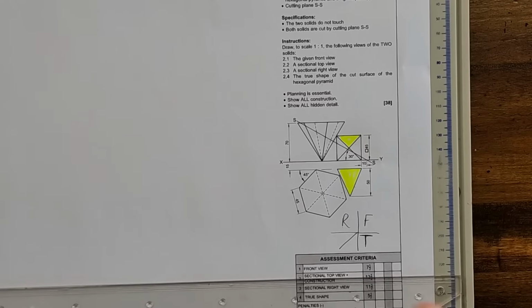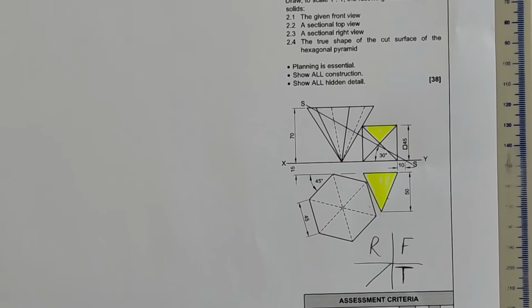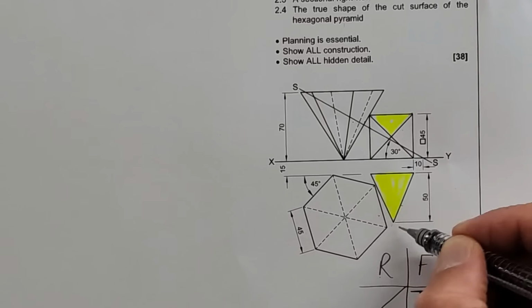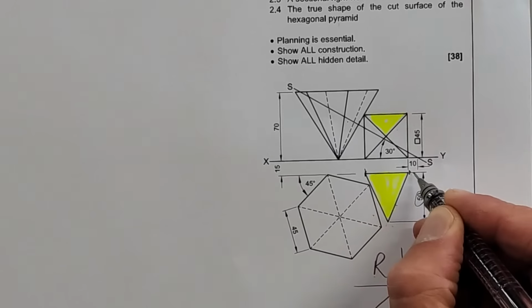Okay, so if we look at what is given, they've given us this length, that's 50. Do we know what this length is? Where do I see this length of this space?